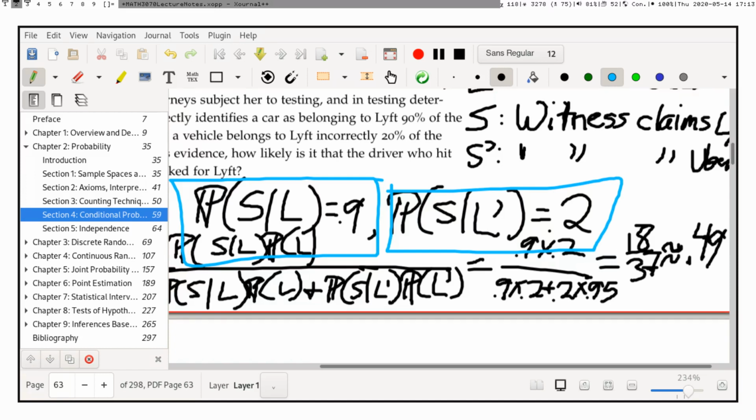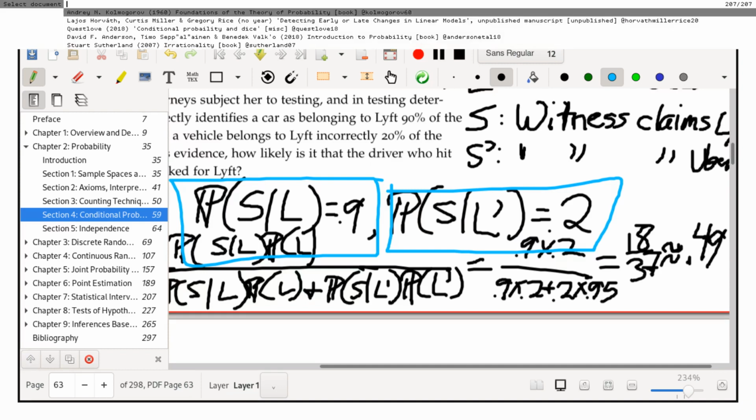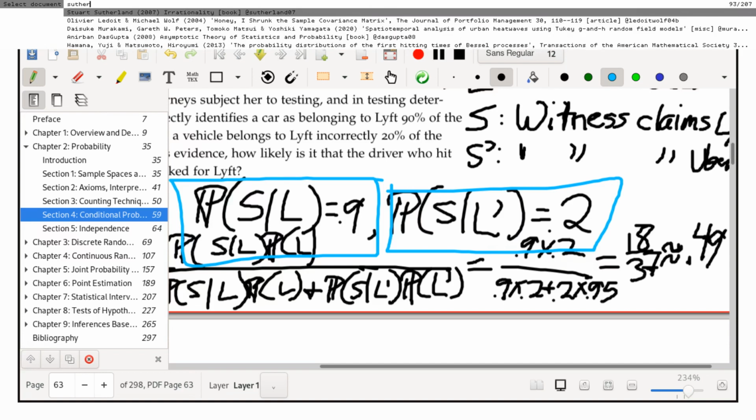This counts, by the way, as one of those examples I was mentioning where probability theory seems to defy your intuition. But basically what probability theory says is you need to pay attention to the false positive rate of certain procedures. There is actually a book where I saw an example like this. They didn't have Lyft and Uber. That is very much a modern thing. This book predates that. This is a book by a man by the name of Stuart Sutherland. The book is called Irrationality. I think the most recent edition was in 2007.